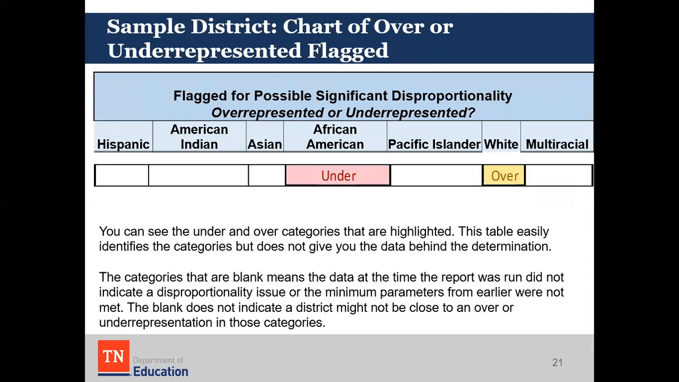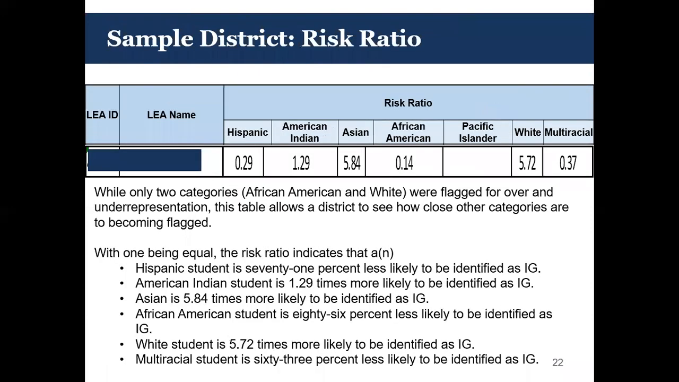Two areas were flagged or highlighted. This table easily identifies these categories but does not give you the data behind the determination. Again, the categories that are blank or have no flags on them mean the data at the time the report was run did not indicate a disproportionality issue or the minimum parameters from earlier were not met. The blank does not indicate a district might not be close to an over or underrepresentation in those categories.